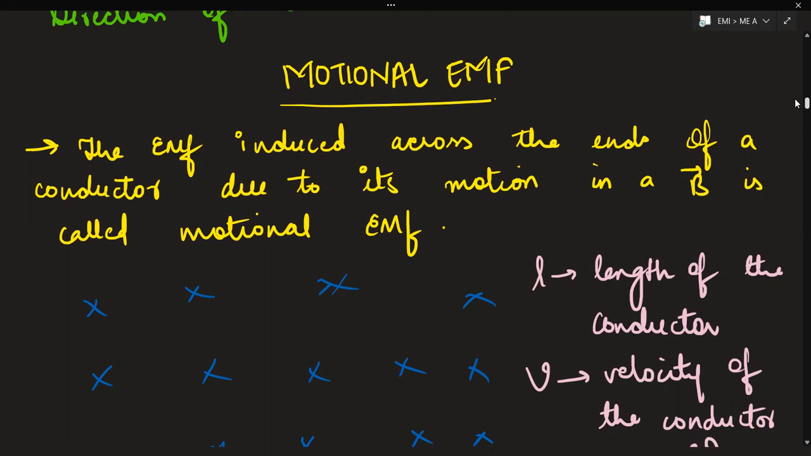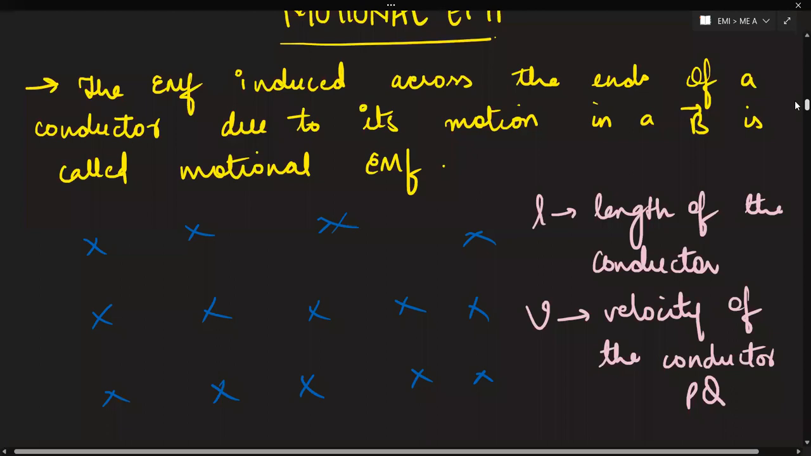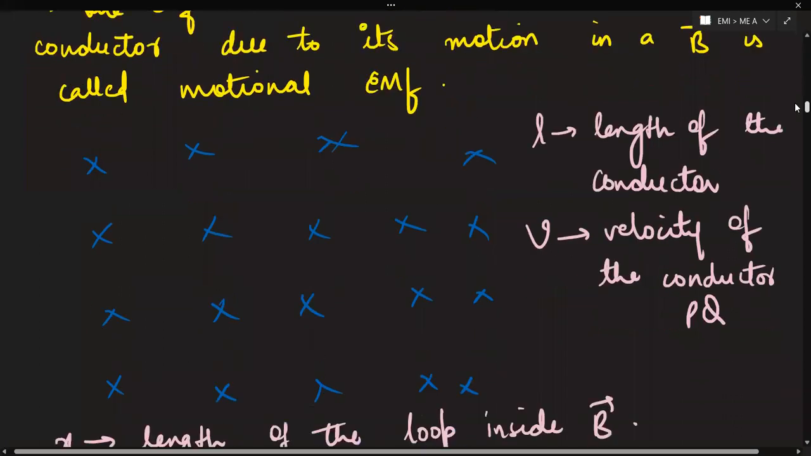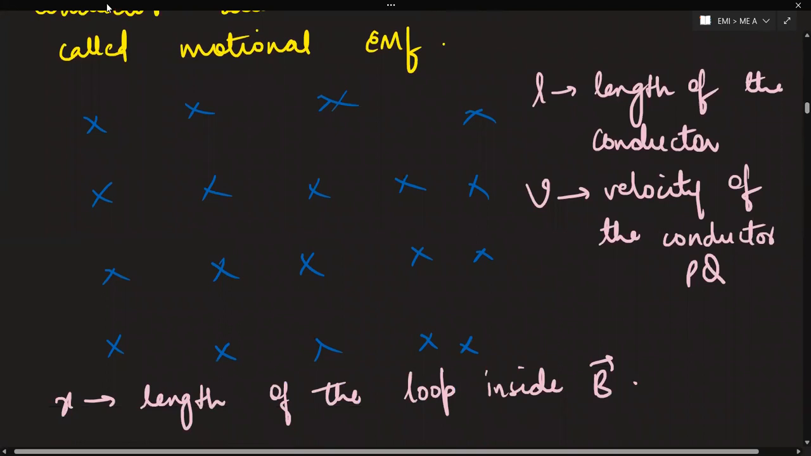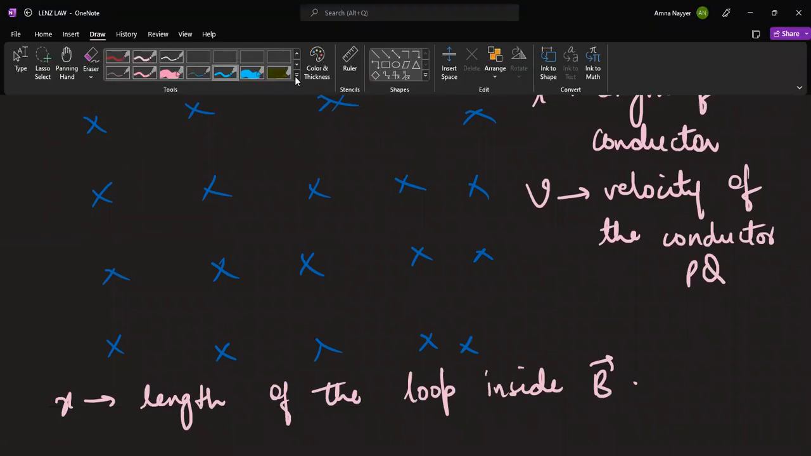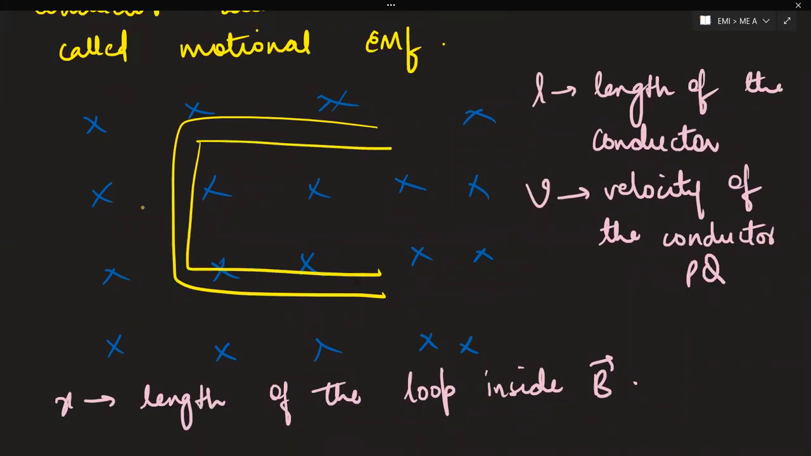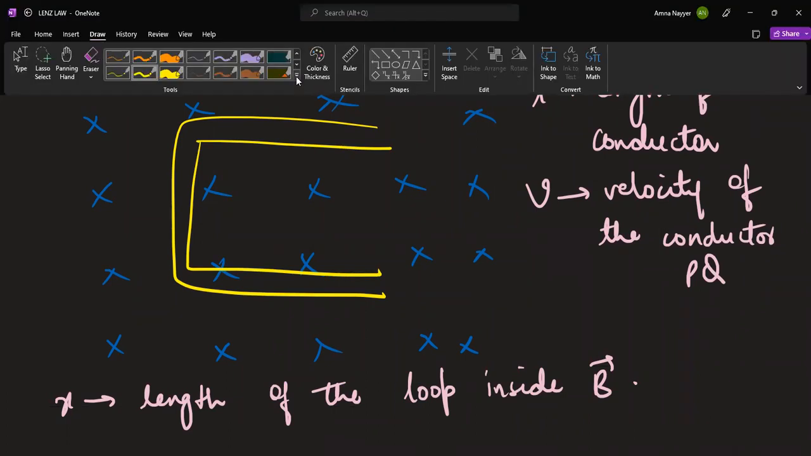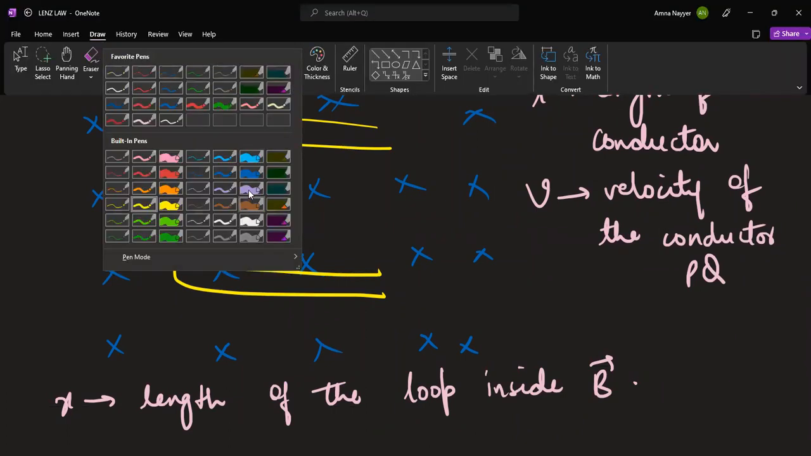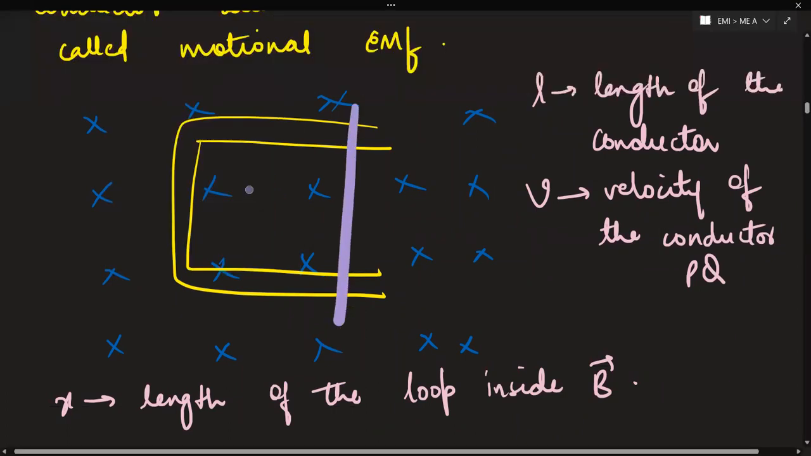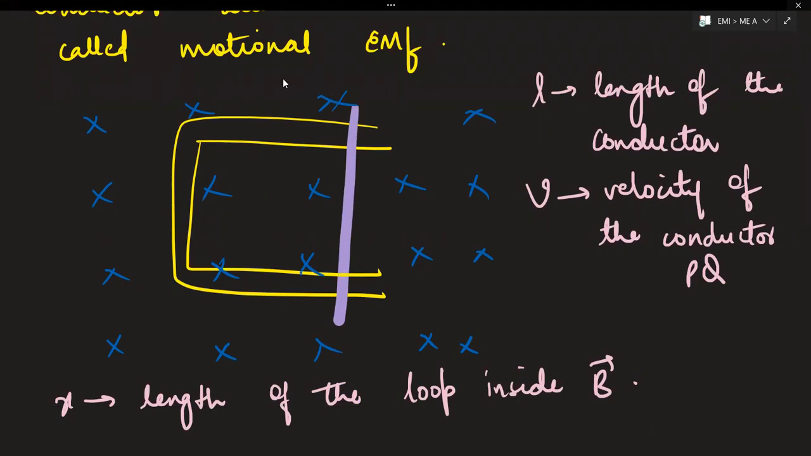Motional EMF is a very simple topic. Derivation is also easy. See, motional EMF means what? I have taken a U-shaped soft iron core, and on this iron core I have kept a conductor. This is a conductor that I have kept.